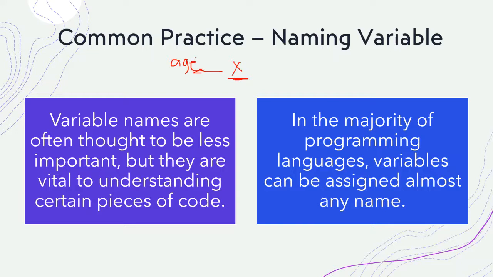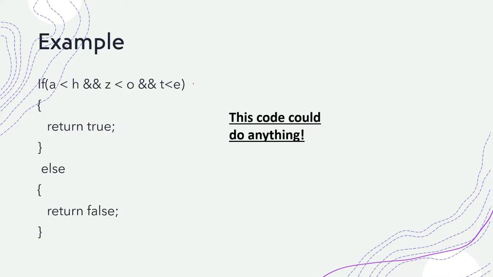So if you are asking the user to input the age, it would be better to just use the variable age rather than the variable x, because again, this might lead to confusion. For example, this one here uses variables that are not really helpful in remembering what they are for, like AH, Z, 0 or O, and we also have T and E. So this code can do anything.